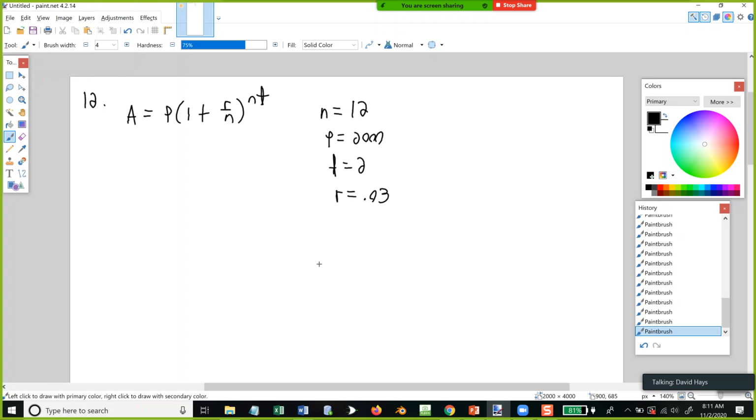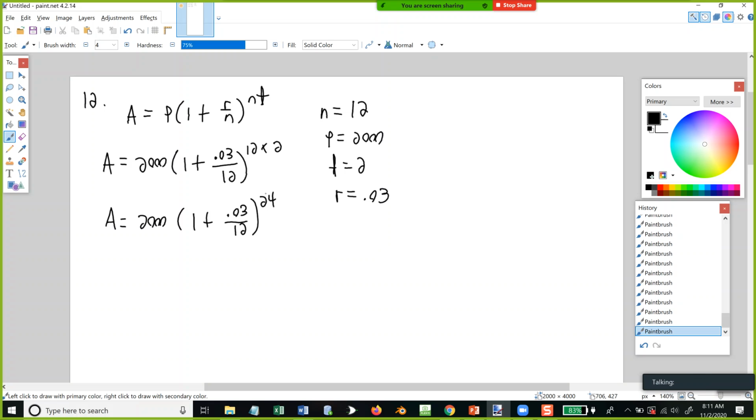Now we're going to plug in everything they give us and then solve for the missing variable. A we don't know. P is 2,000. 1 plus R, which is 0.03, divided by N, which is 12, raised to the NT power. So that's 12 times 2. Before you plug in your calculator, it's a good idea to do the calculation in the exponent first, if you can in your head. 12 times 2 is 24. You can plug it into the calculator all at once, but you'd have to put parentheses around the exponent to get it to work, unless you got a newer TI-84.